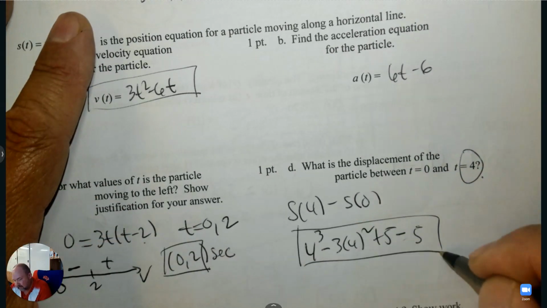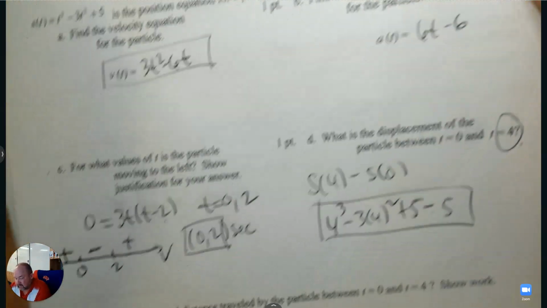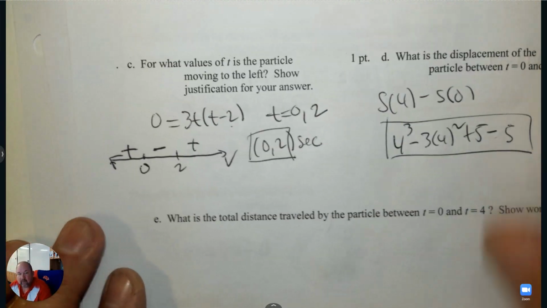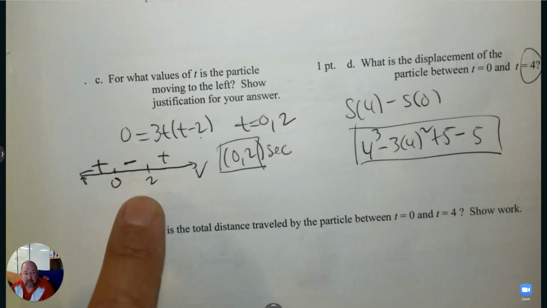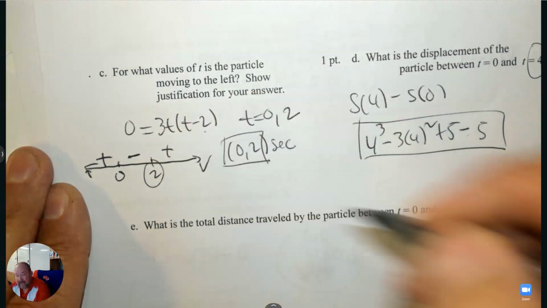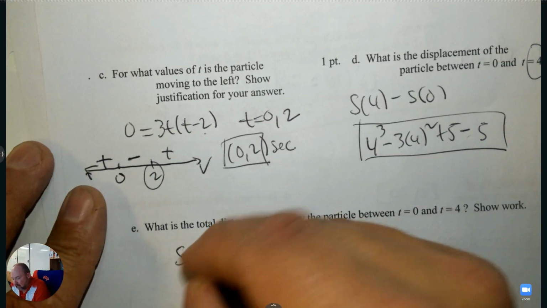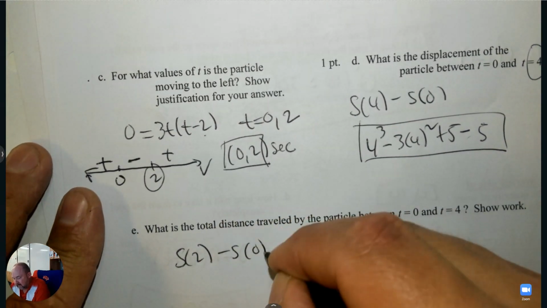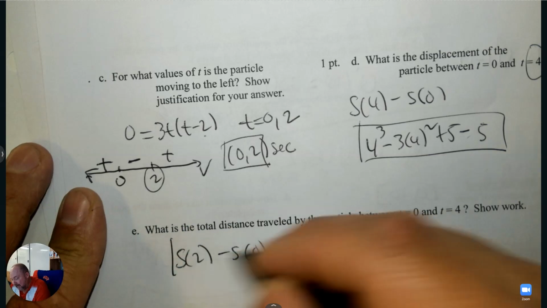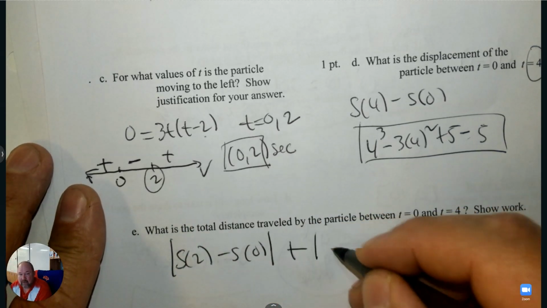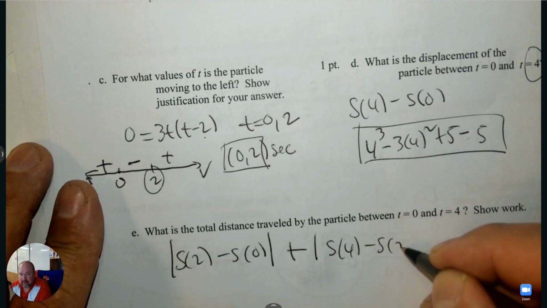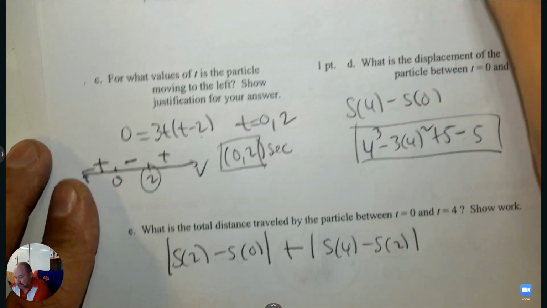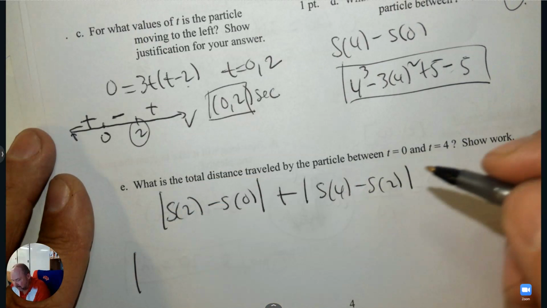But there's the displacement. What's the total distance it traveled? Well, to understand total distance, every time it changes direction, I need to know. So from 0 to 4, it changes direction at 2. So we need to know the distance from 2 to 0 that it traveled, and the absolute value of that. And I need to know the distance from 4 to 2. And again, it's the absolute value of whatever that number is, and then we add those up.